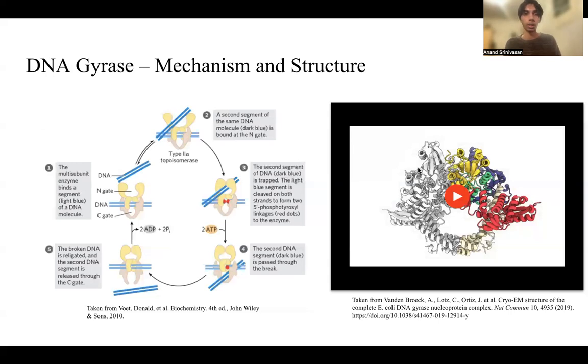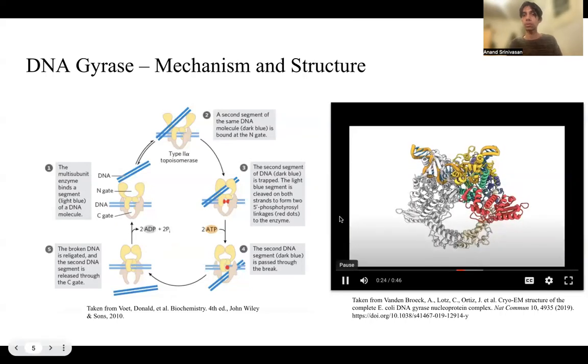Okay, so let's explore the mechanism and structure of DNA gyrase to see how it actually does what it's doing. The first thing it does is grab a section of DNA, call this the G segment. Then it grabs another section of DNA from the same molecule. We can call this the T segment. It breaks open the G segment, passes the T segment through this breakage, and this basically introduces extra supercoiling.